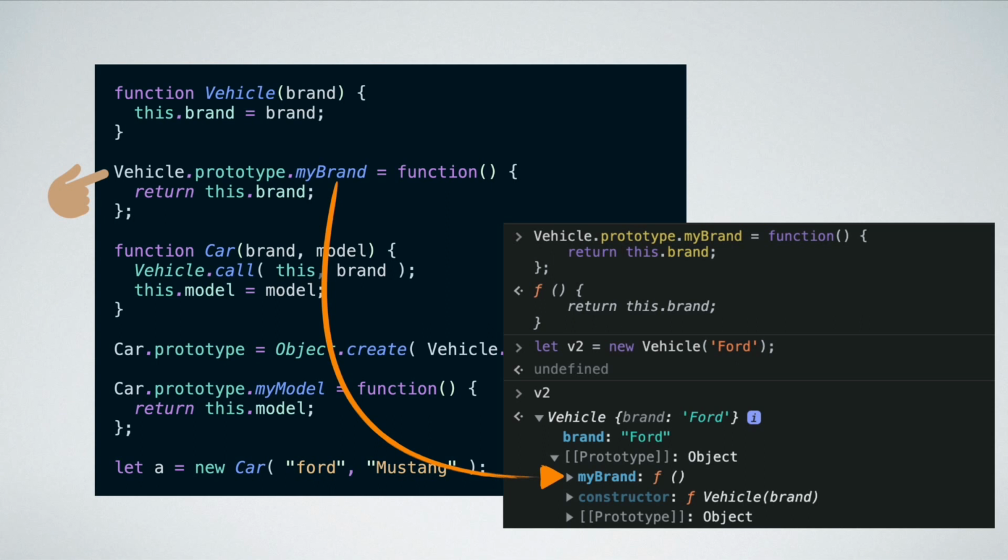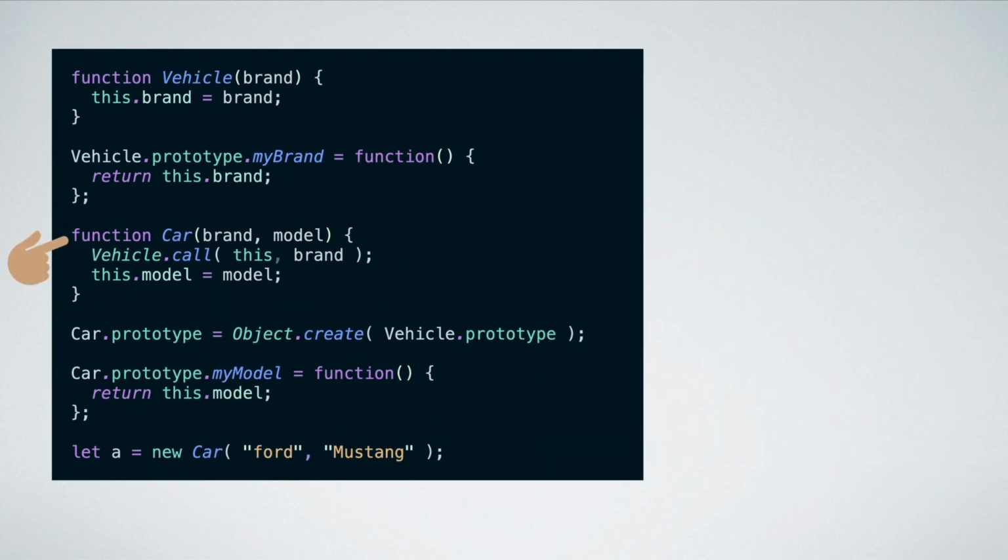Next, we have a function named car, which is internally calling the vehicle function with its own this reference, which means it will have the property brand initiated. And then another property called model is being set on it. The next part is pretty interesting. We are using Object.create and passing the vehicle's prototype property. This creates a new object that is prototypal linked to the vehicle, and we are setting it on the car.prototype.